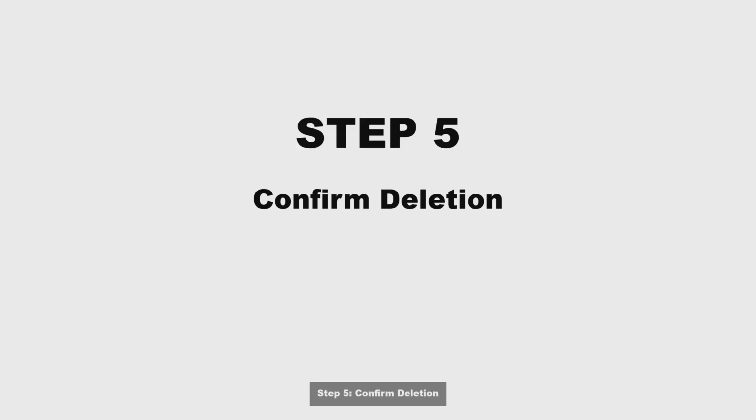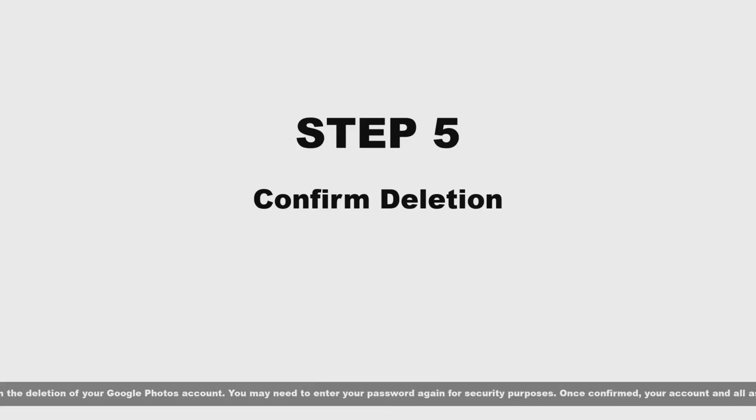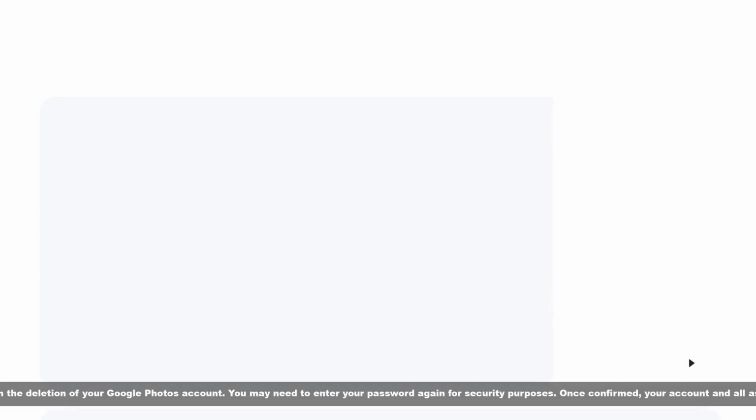Step 5. Confirm deletion. Follow the on-screen instructions to confirm the deletion of your Google Photos account. You may need to enter your password again for security purposes. Once confirmed, your account and all associated data will be permanently deleted. After completing these steps, your Google Photos account will be permanently removed. Make sure you are certain about this decision, as it cannot be undone.